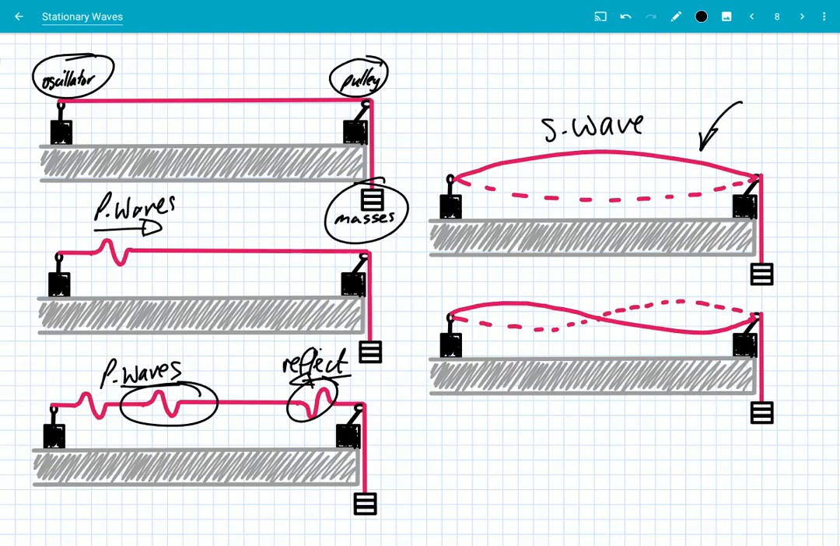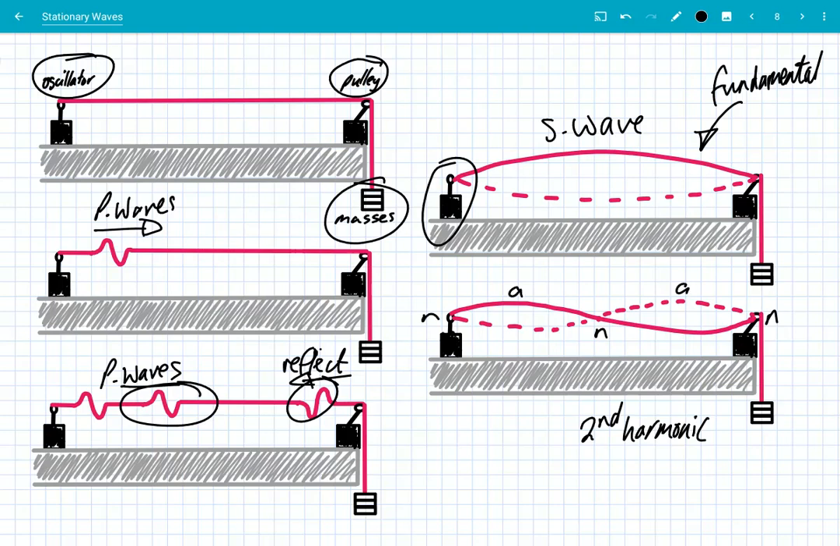Once again, you can see that this is the fundamental. It's got the longest wavelength. But if we were to increase the frequency of this oscillator, we could get what's known as the second harmonic, which is the next stationary wave pattern formed. And you can see it's got an extra node. So it's got a node at the ends where it's fixed. We've got some antinodes here. Whereas in the fundamental, we just had 2 nodes and a single antinode here. So that's another example of stationary waves being formed.